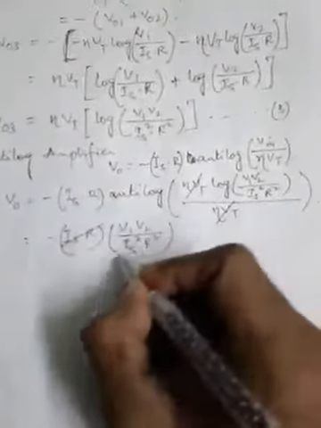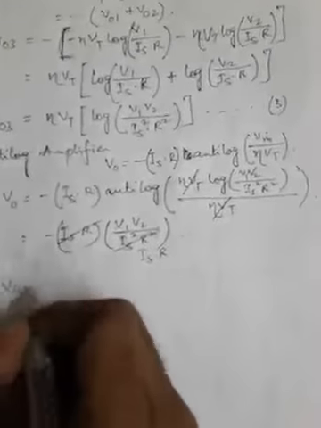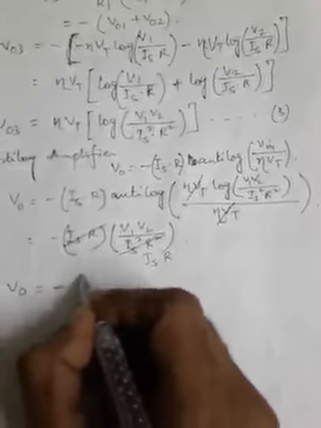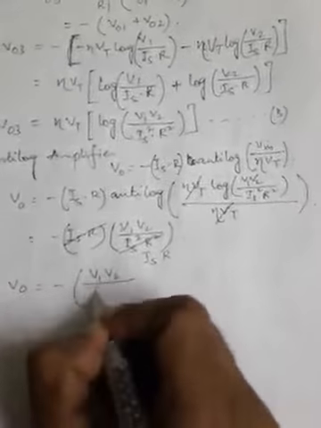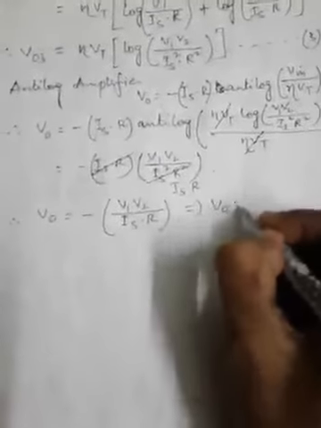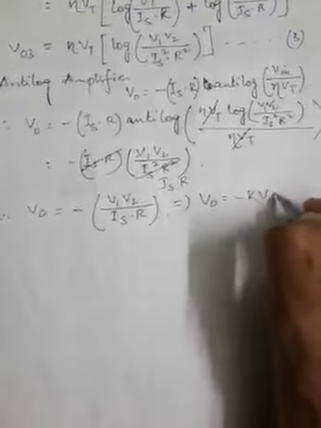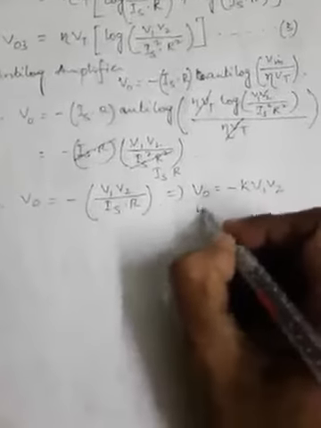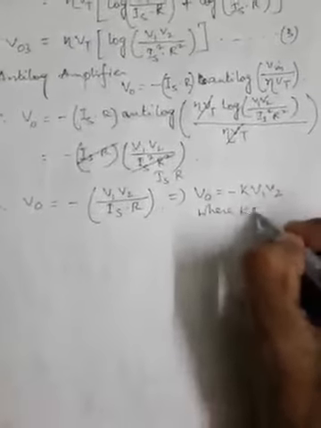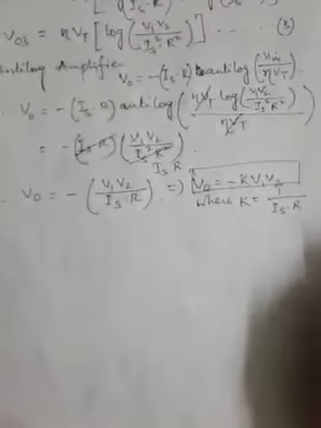Now one Is and R is cancelled out, so this is Is into R, so therefore we may write VO is given by minus V1 V2 by Is into R. Now from here let us consider this to be written as minus K into V1 V2, where K is given by 1 by Is into R, and so this is the transfer equation for the analog multiplier.